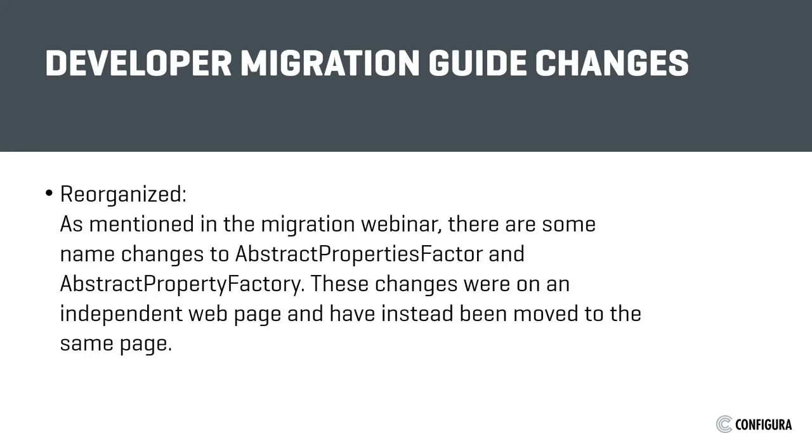And then the last thing that we've changed since last week, there's been some changes to the abstract property factory. Those changes were actually on their own page. In the migration guide, you'd get to a certain point, it mentioned those changes and then gave you a link to take you to a new page with all that information in there. Instead of having its own page, we just migrated it back into the greater guide. So all that information is available on the same page as everything else, instead of being its own independent thing.